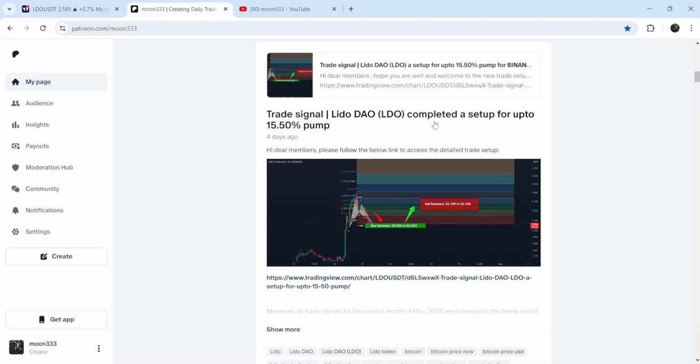And I would also like to share with you my most recent trade signal for LDO that I shared 4 days ago with my members, and so far this move has produced almost 32% pump.